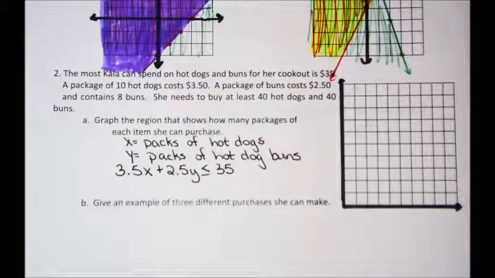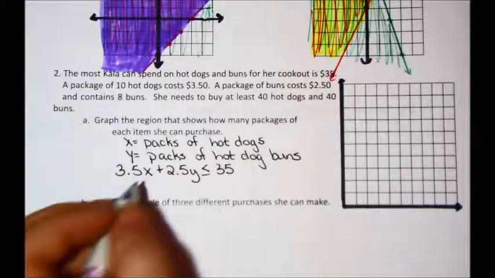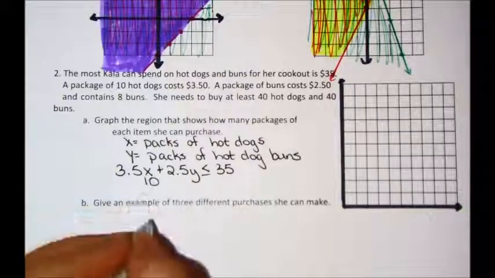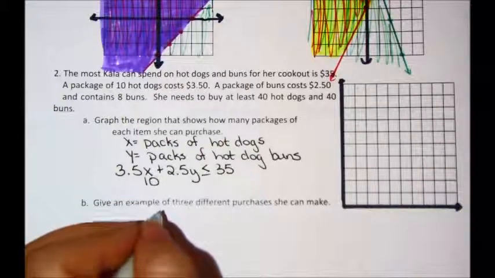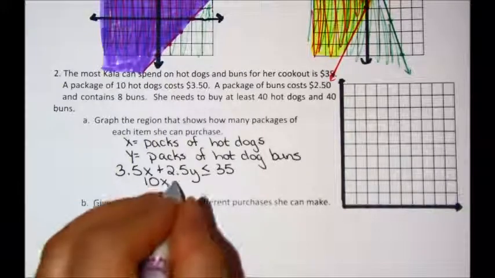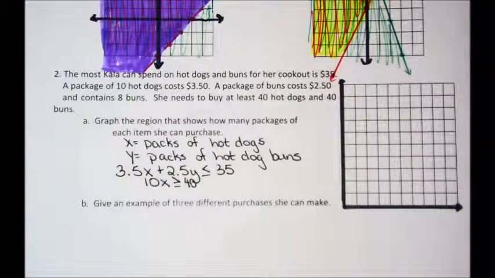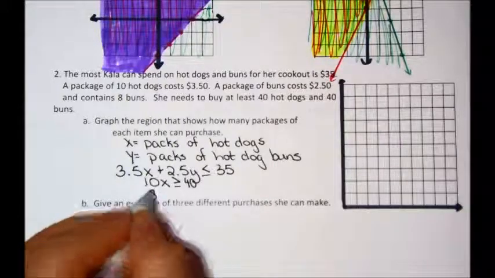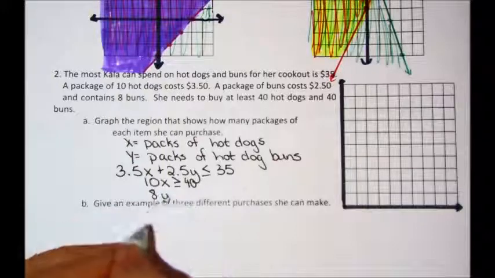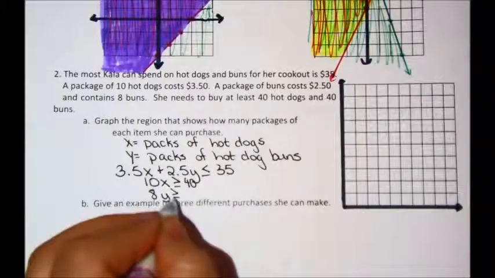The second inequality we can create has to do with how many total hot dogs she has. She needs at least 40 hot dogs. Each hot dog pack contains 10 hot dogs. So 10 hot dogs times the number of packs she purchases, x, has to be at least 40. So we can represent that inequality with a greater than or equal to symbol. The last inequality we're going to create has to do with how many hot dog buns she has. 8 hot dog buns a package times how many packages she purchases has to be at least 40.